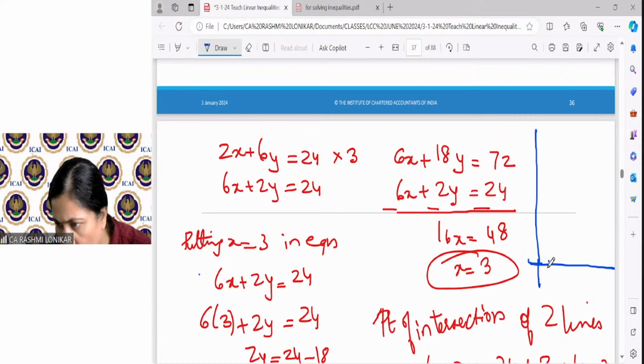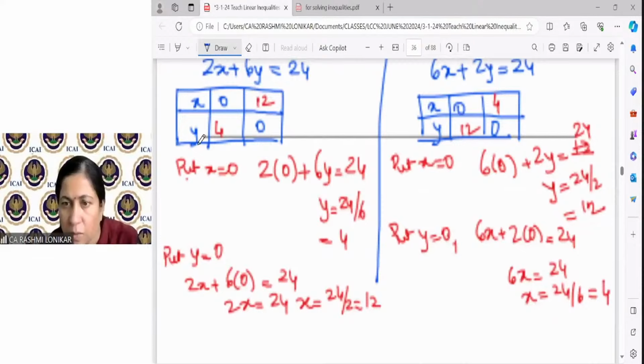So 2, 4, 6, 8, 10, 12. Okay. 2, 4, 6, 8, 10, 12. This is my x axis. And on my y axis, I have 2, 4, 6, 8, 10, 12. Okay.